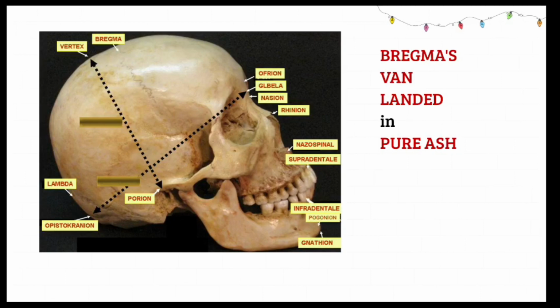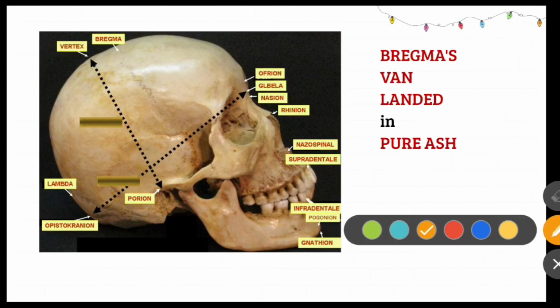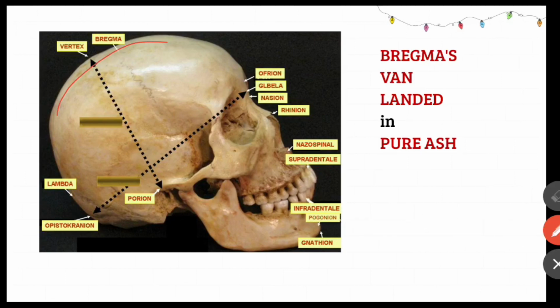Bregma's van landed in pure ash. This is just to remember the order from front to back, considering the top of your skull. So starting with bregma. Bregma is the meeting point between your coronal and sagittal sutures. That is your bregma. Bregma comes first.